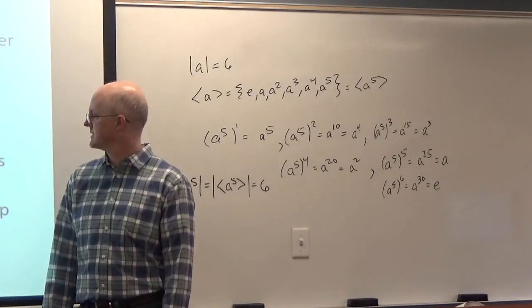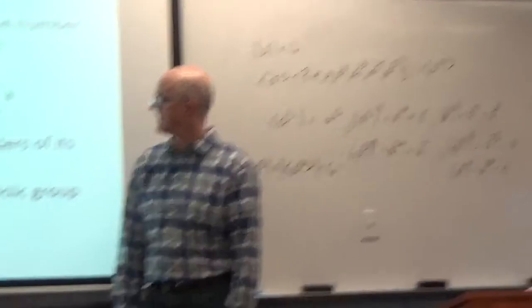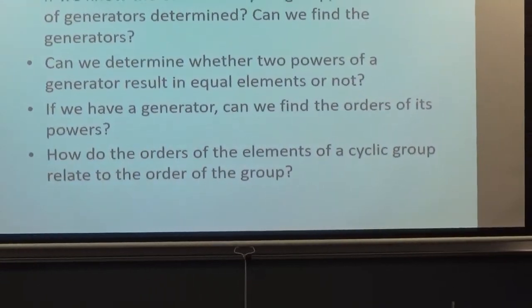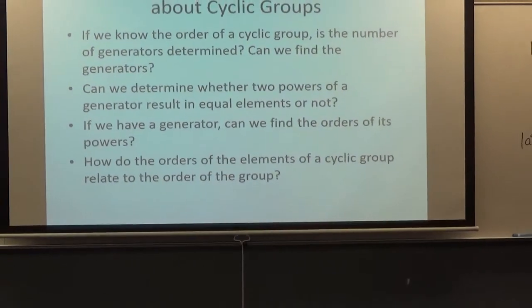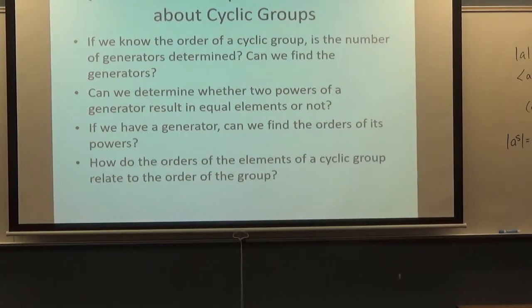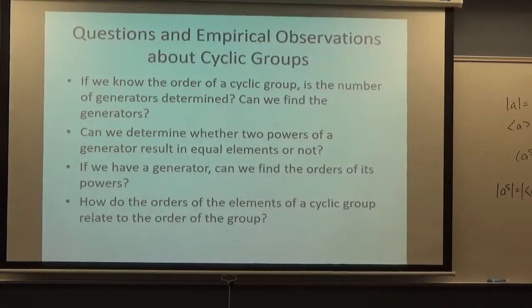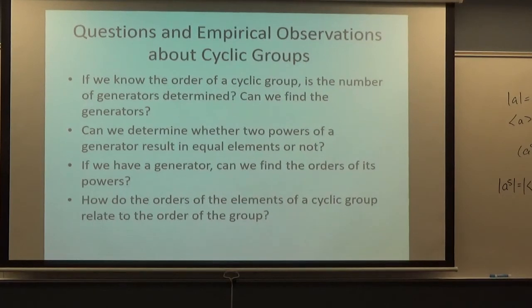We can ask, how do the orders of the elements of a cyclic group relate to the order of the group itself? This is a little bit trickier, perhaps. Do you think you have an answer to this based on your experience so far? Or maybe based on reading and remembering what you read? G is a cyclic group. It's got a generator A, and other elements that are powers of A. How do the orders of all those elements relate to the order of the entire group?